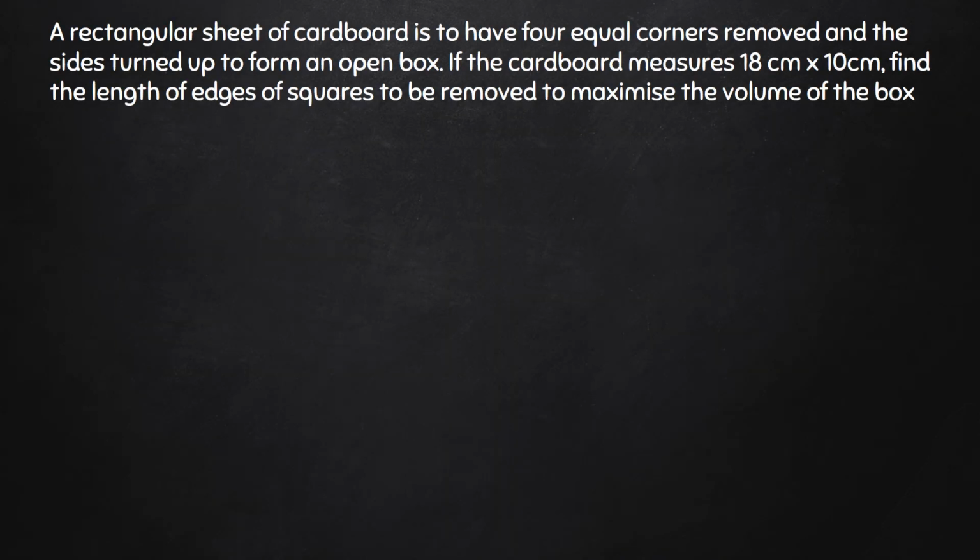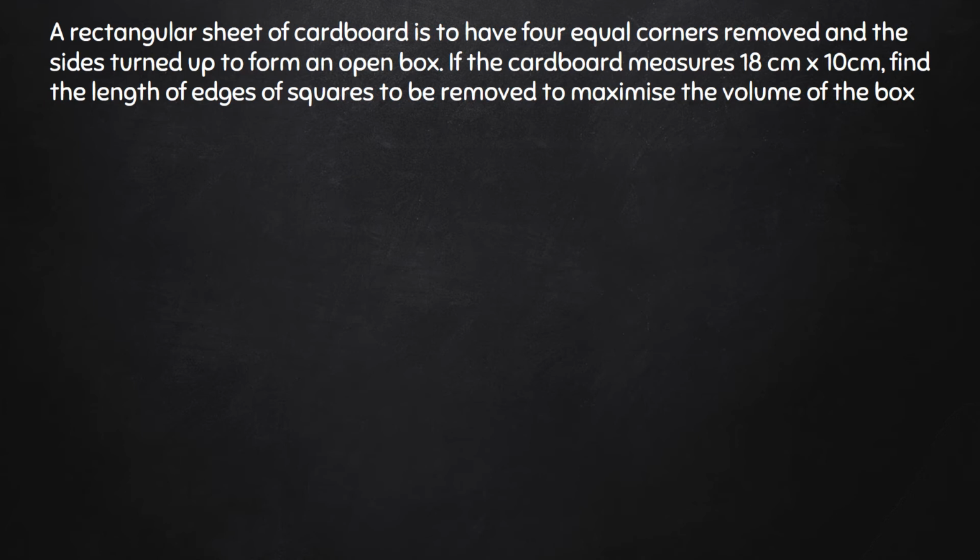Here's another question that we've got. A rectangular sheet of cardboard is to have 4 equal corners removed and the sides turned up to form an open box. If the cardboard measures 18 centimetres by 10 centimetres, find the lengths of the edges of squares to be removed to maximise the volume of the box.